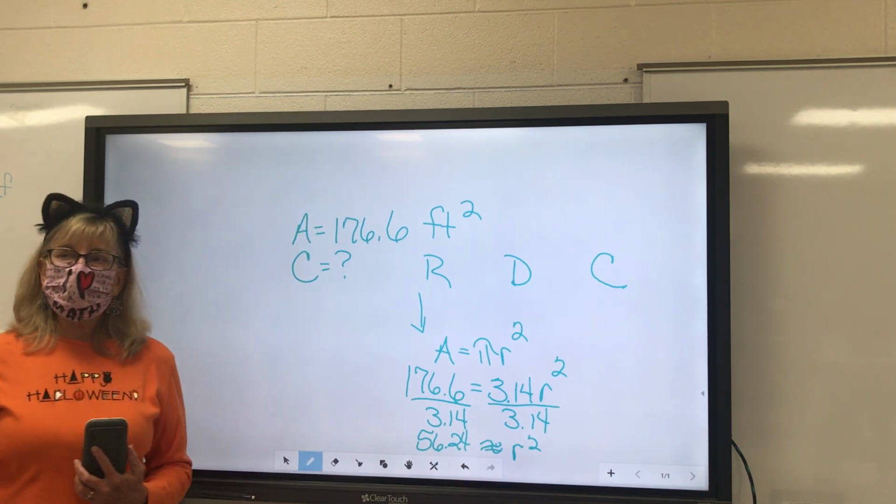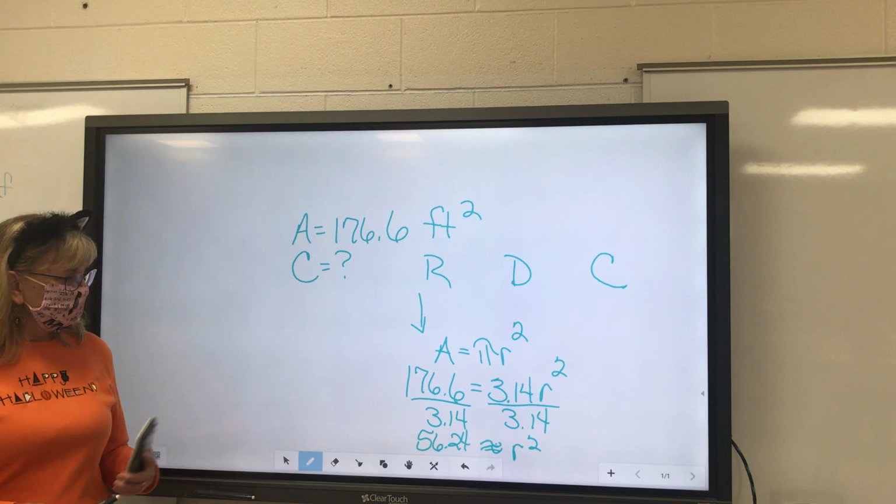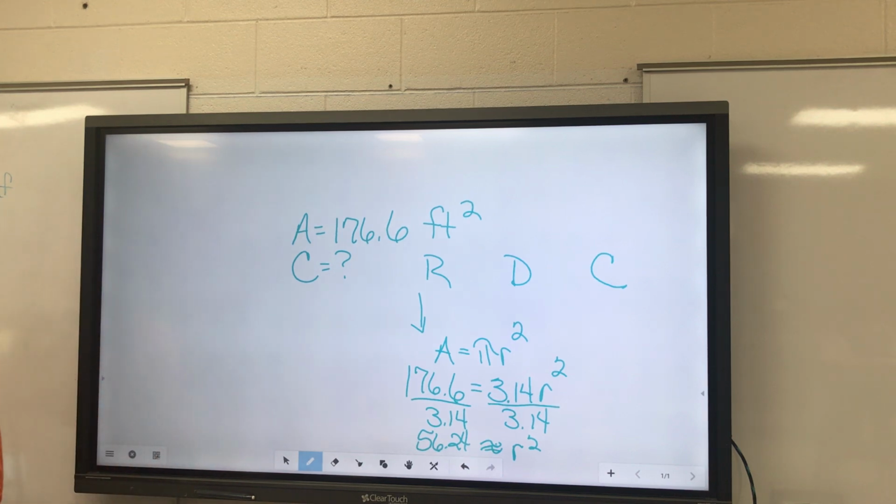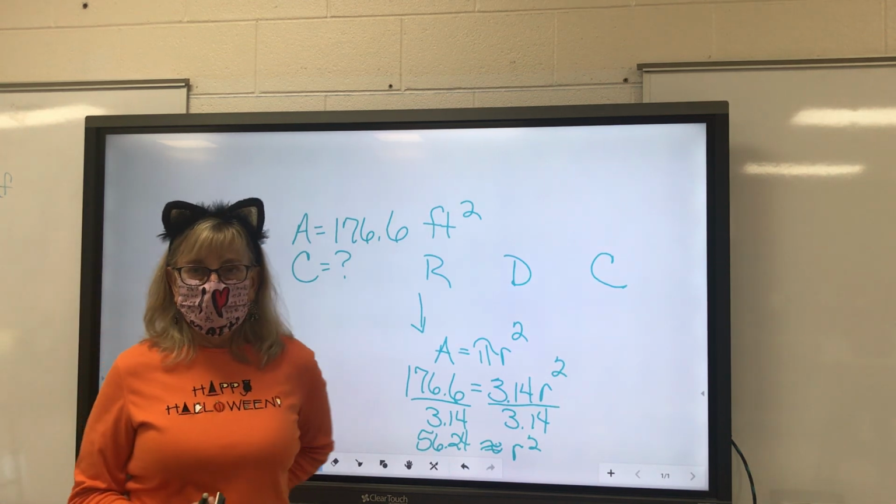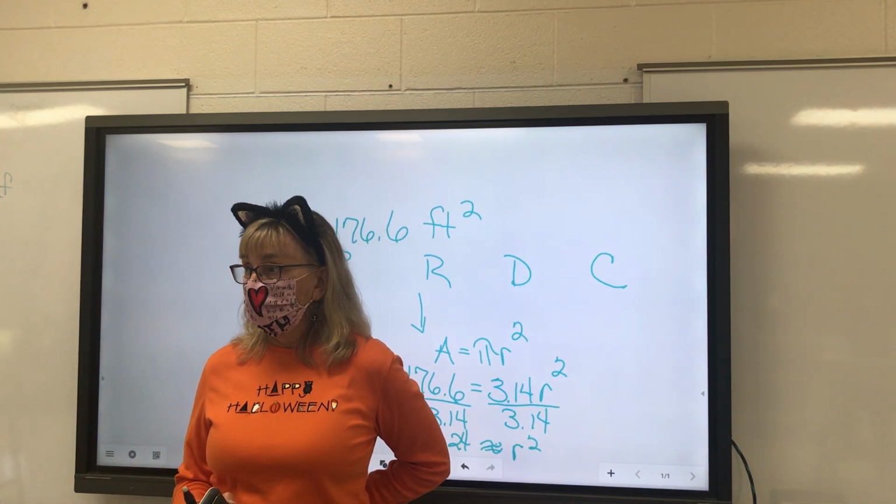Now, that's saying something times something is 56.24. Does anybody know how to undo squaring? Divide by the same number. Nope. Okay, if I said 81, what times what equals 81? 9 times 9. If I say 64, what times what equals 64? 8. So we're undoing squaring.